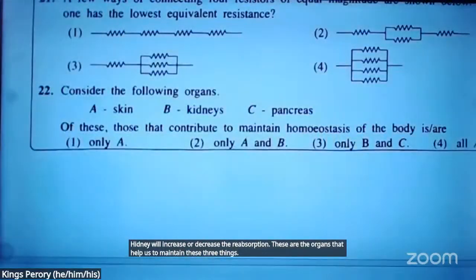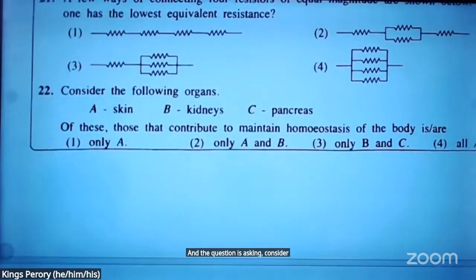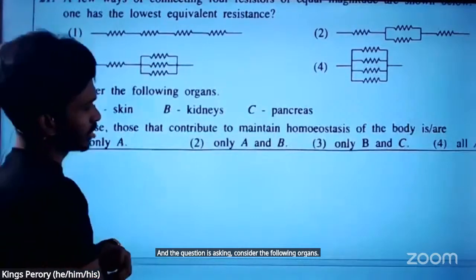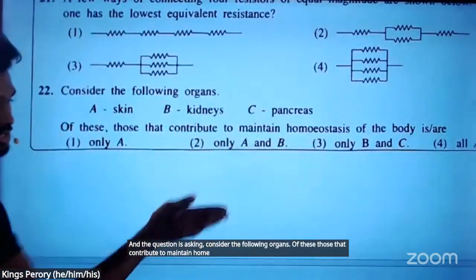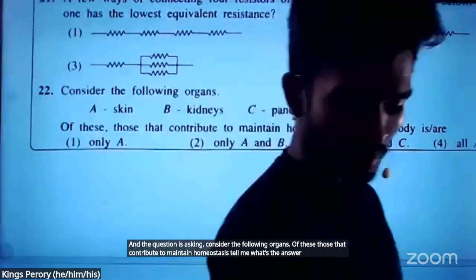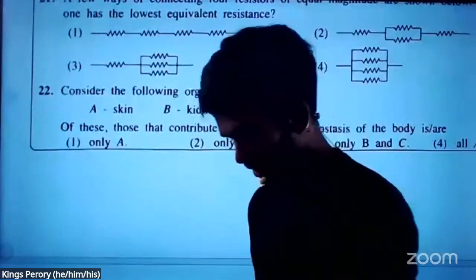Now the question is asking, consider the following organs. Of these, those that contribute to maintain homeostasis. Tell me, what's the answer? What contribute to maintain homeostasis?